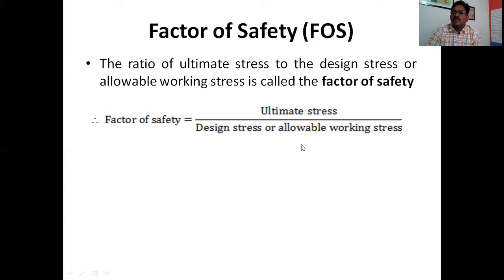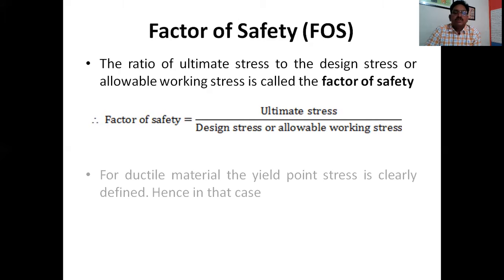So the factor of safety should always be more than 1. If it is less than 1, that means we are allowing design stress more than ultimate stress, which leads to failure. Therefore, factor of safety is nothing but ultimate stress by design stress or allowable working stress.